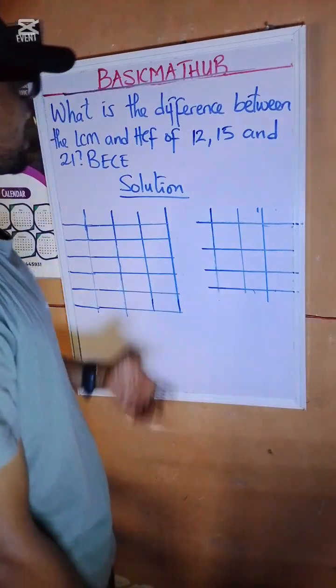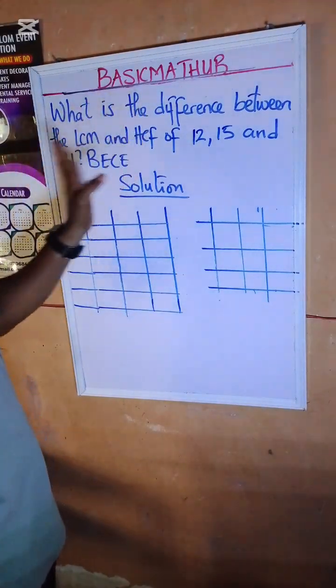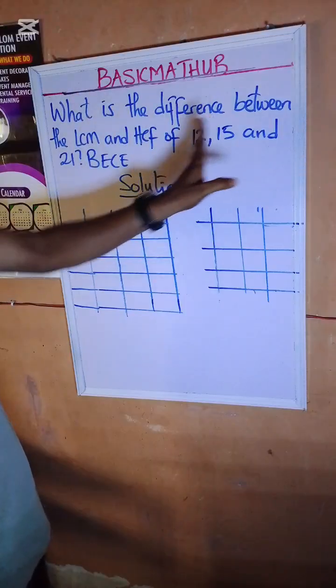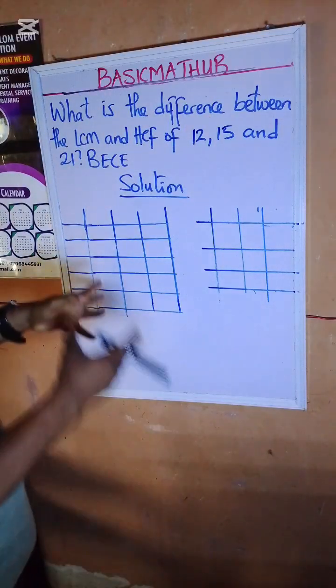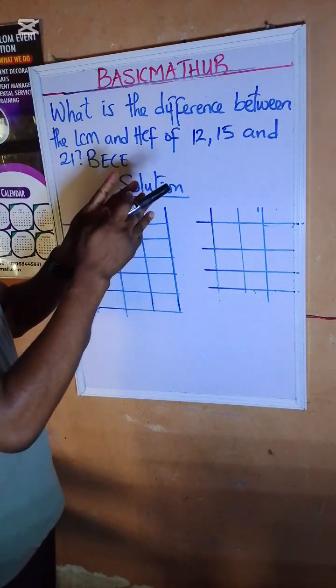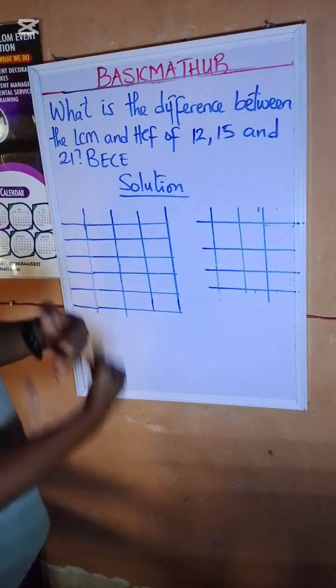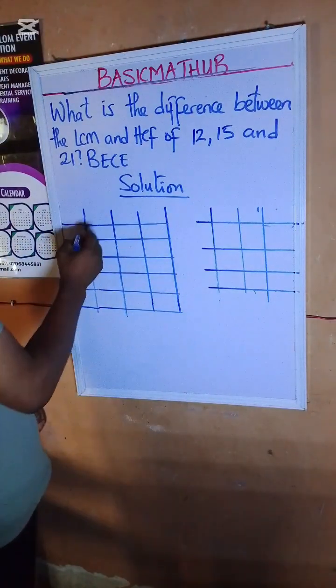Let's consider this question. It's a Becker question. What's the difference between the LCM and HCF of 12, 15, and 21? So we are looking for the LCM, we look for the HCF for the same numbers, and then we subtract. So let's do the LCM here.